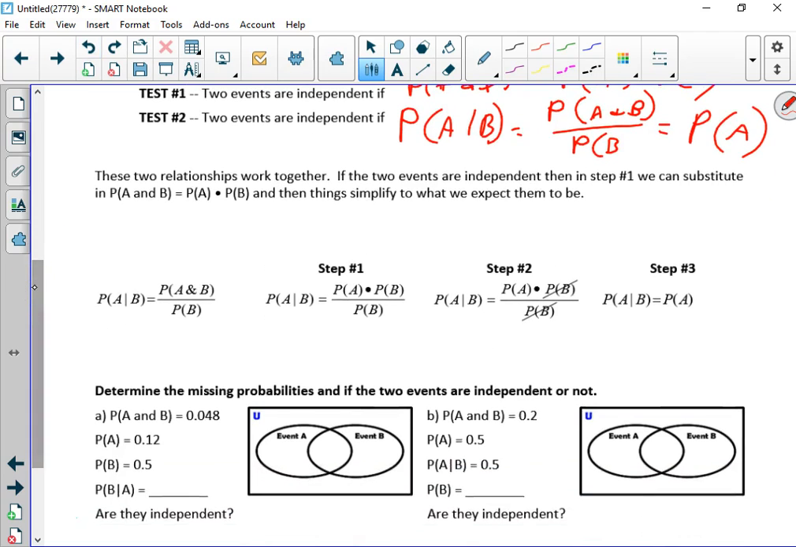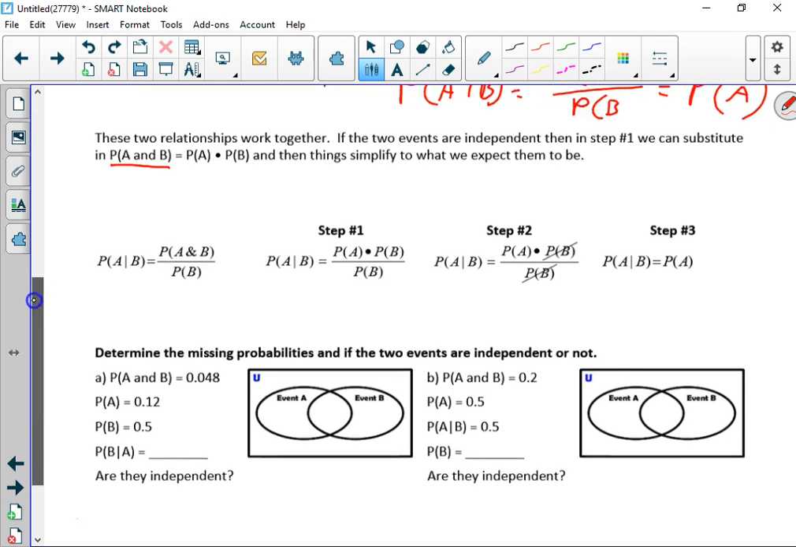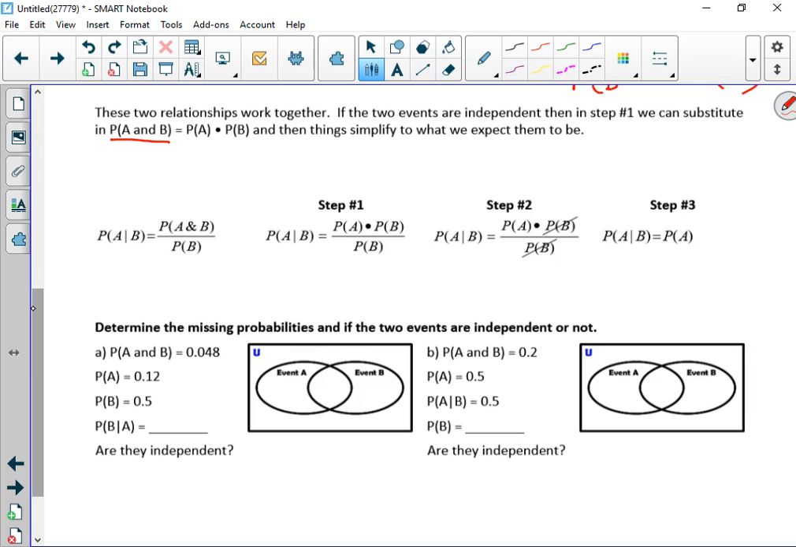These 2 relationships work together. If 2 events are independent, then in step 1, we can substitute in the probability of A and B, and then these things simplify to what we expect them to be. So now let's write it down here to follow along. Probability of A given B is this formula. We already talked about that. So step 1, we substitute in probability of A times B. And then, since these are the same, they cancel, and we're left with this simple statement right there.